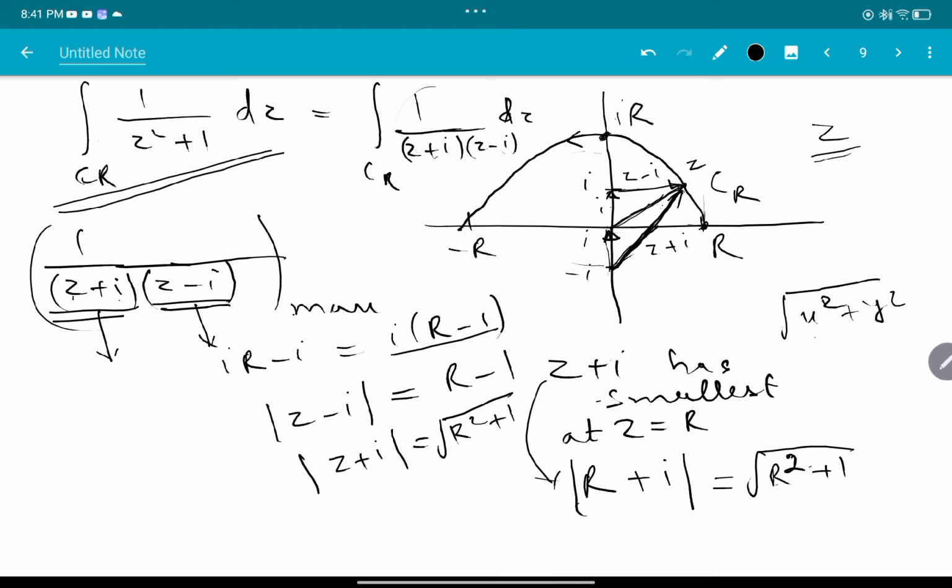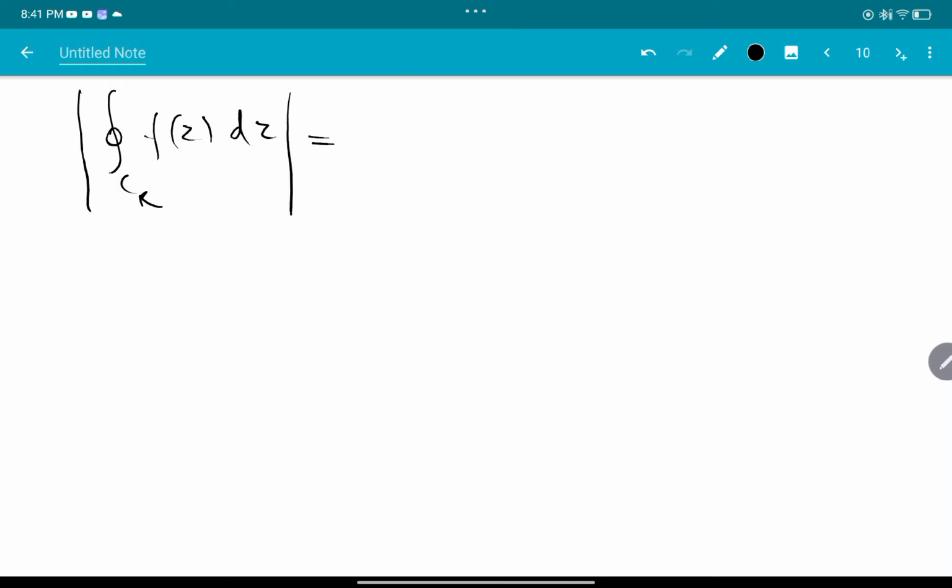Yes, the maximum value of this is what we found. The maximum value of 1 by (z plus i) is 1 by (root of r square plus 1). Okay, I will have to substitute it here. So, root of r square plus 1.